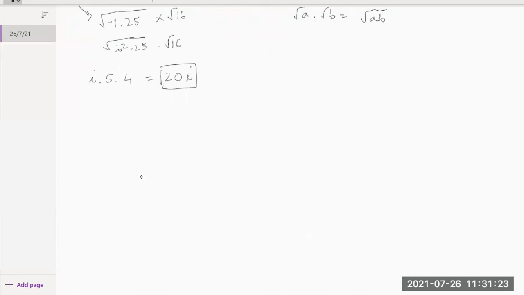So remember that when you have a negative number under the root, it means it's talking about the imaginary number, not just a non-negative number there. Clear?